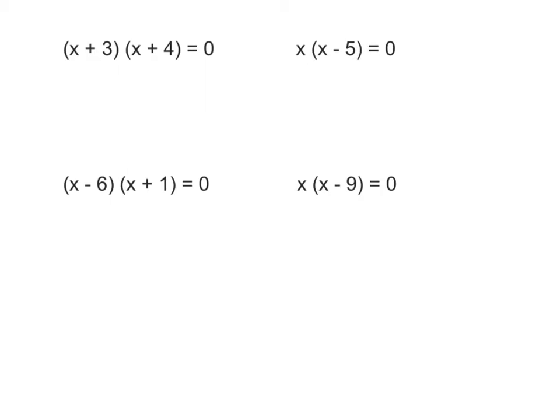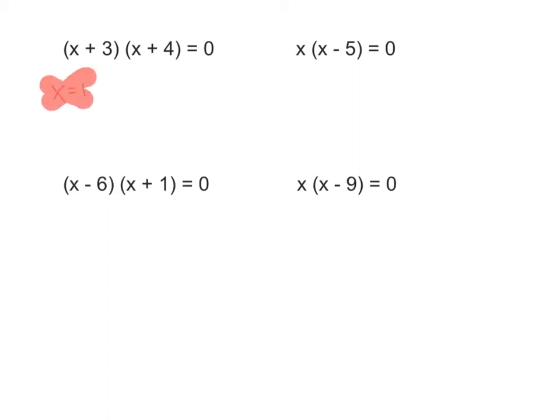So what if I told you, and this is not the answer, but let's say I told you x equals 1. Would this be a true equation? We'd get 1 plus 3, which is 4, times, and we put a 1 in here, 1 plus 4 is 5. So we have 4 times 5, and 4 times 5 is 20, not 0. So we know that is not our answer, okay?